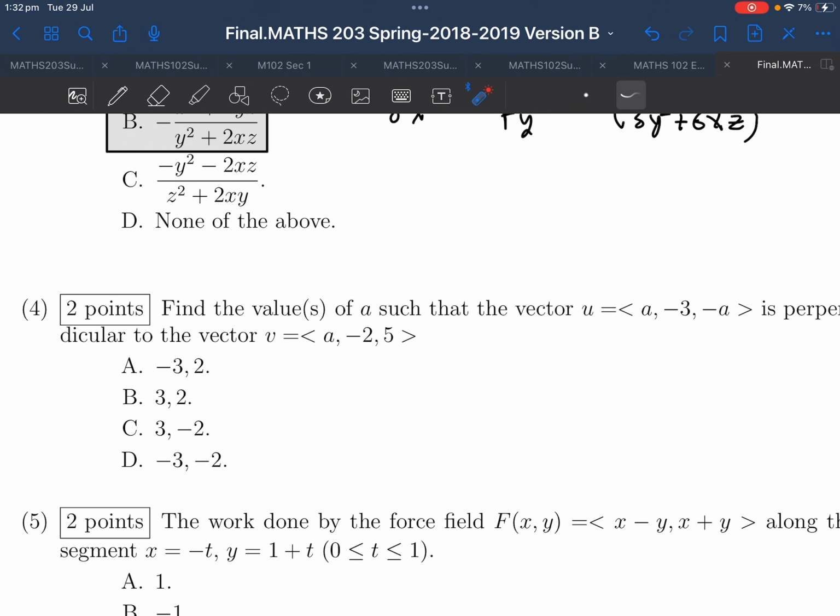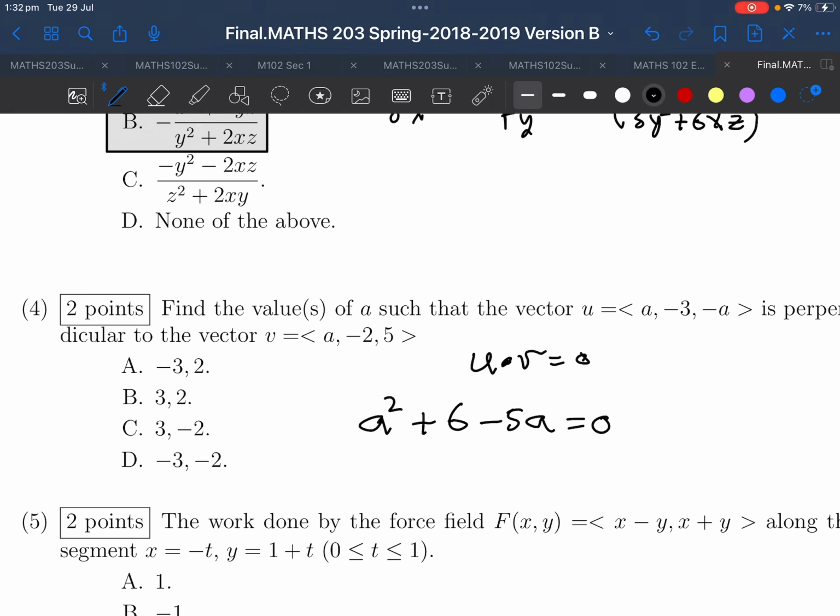Next question, find the value or values of a where this vector is perpendicular to this vector. Perpendicular means if we do the dot product, we get 0. Let's do the dot product. We'll get a squared plus 6 minus 5a equal to 0, which is a squared minus 5a plus 6 equal to 0. If we factor it, a will be 2 or 3, which is this one.